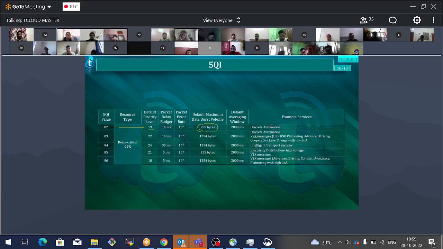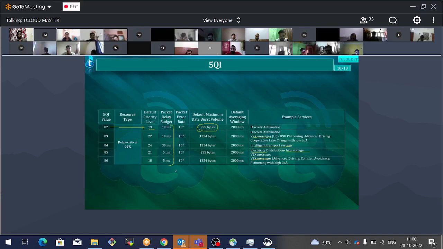Most of these things are vehicle to everything messages, intelligent transport systems which will try to avoid accidents and so on. Or electricity, with high voltage distribution electricity systems, will use these delay critical GBR flows, where the delay is very, very low. Actually, the packet delay budget is very low. So the message would be sent out fast.